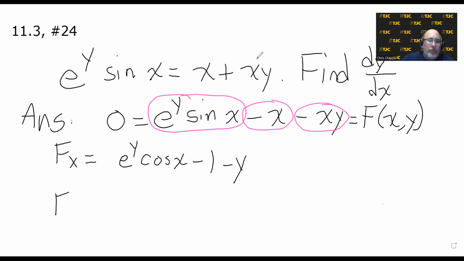And the partial derivative with respect to y of the three terms, starting with the first one, e^y sin x. The sin x is a constant times e^y. Well, the e^y rule is easy.